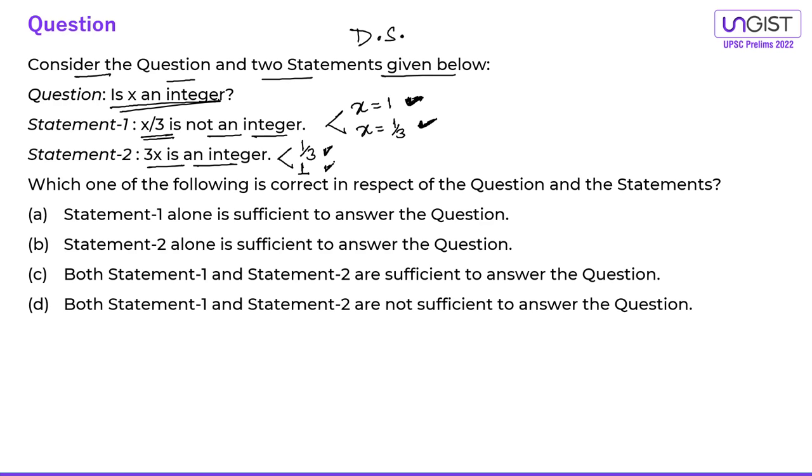Okay, so here statement number 1 alone is not sufficient to answer this question. Statement number 2 alone is not sufficient to answer this question. And even if we club these two statements together, then also we won't be able to find the answer, right? So here, correct answer is D. Both the statements are not sufficient to find the answer. All right, now let's move to the next question.